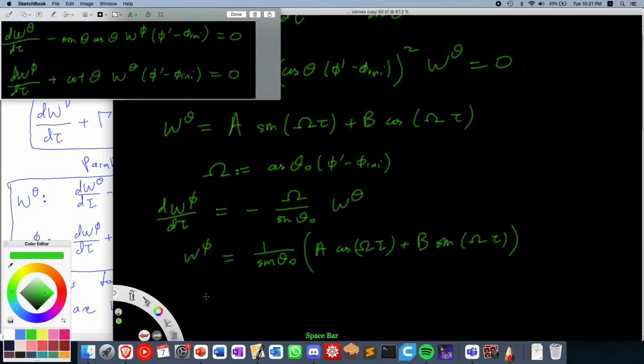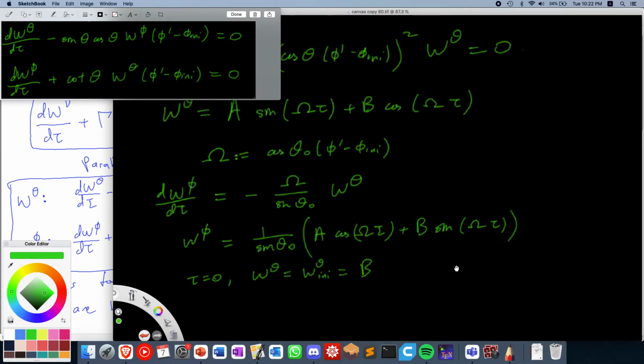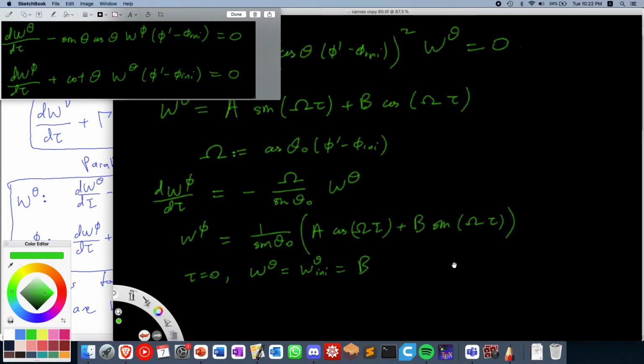Okay, so what's the initial conditions? So what is a and b? So we sub t equals to 0. So omega, this one, equals to initial, and from this one you get that is equals to b. So that's your initial, that's what your b is.